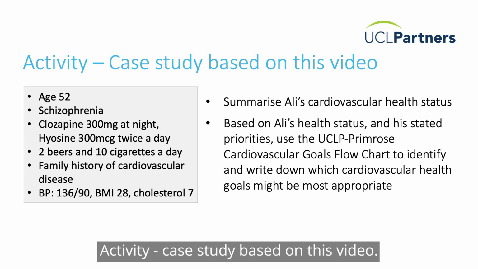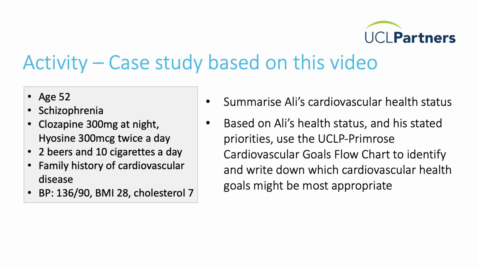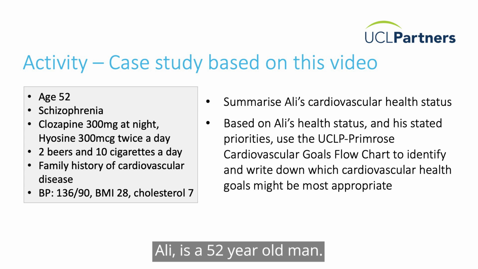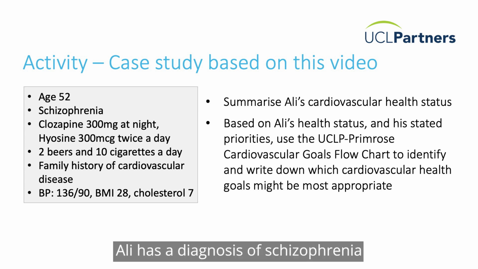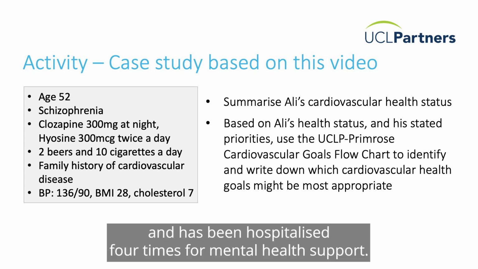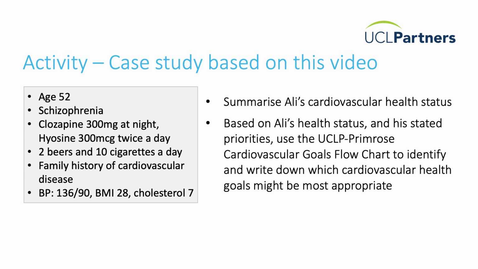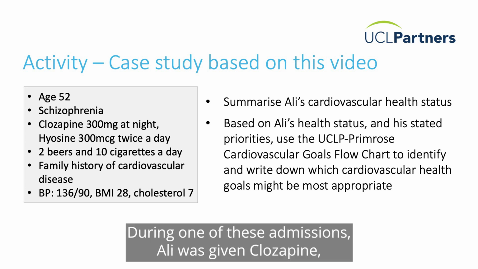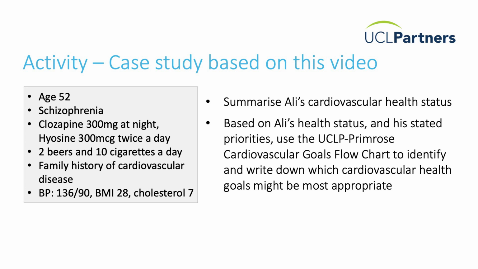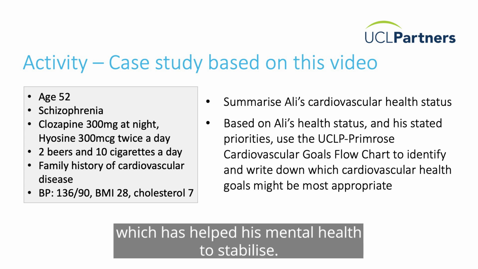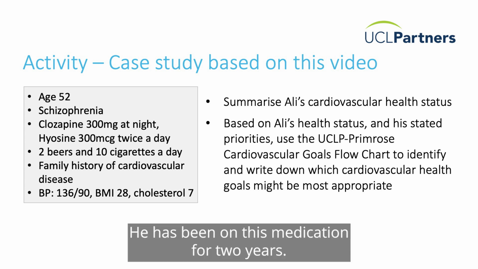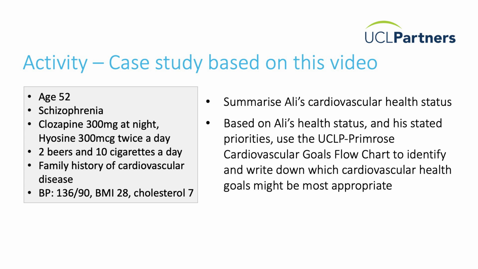Activity. Case study based on this video. Ali is a 52-year-old man. He lives at home alone and has a part-time job in a clothes shop. Ali has a diagnosis of schizophrenia and has been hospitalised 4 times for mental health support. During one of these admissions, Ali was given clozapine, an antipsychotic medication, which has helped his mental health stabilise. He has been on this medication for 2 years.